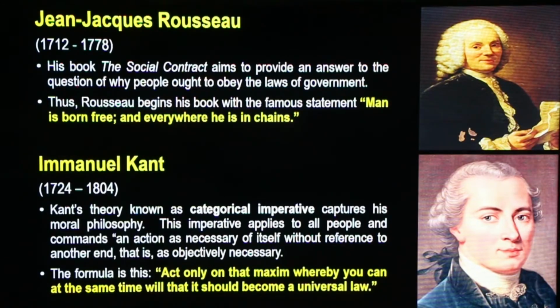Now, another philosopher here is Immanuel Kant. And Immanuel Kant is known, among other things, in the field of moral philosophy. And his moral philosophy can somehow be captured in his theory known as categorical imperative. Now, this categorical imperative is captured in his formula that says, act only on that maxim whereby you can at the same time will that it should become a universal law.